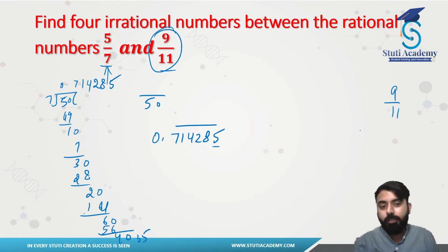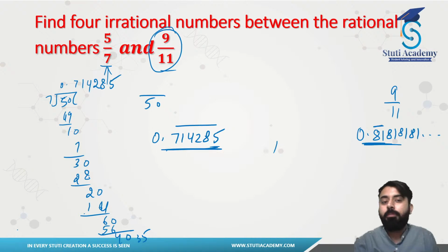If you solve this similarly, you will be having 0.81818181. So you guys can look at this. Your starting value is this and your ending value is this. That means 0.81 bar.